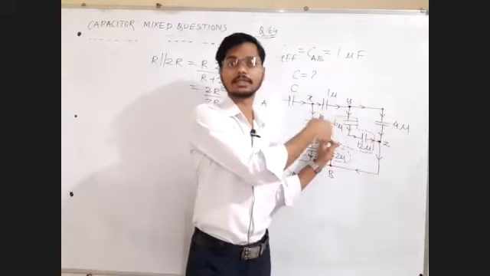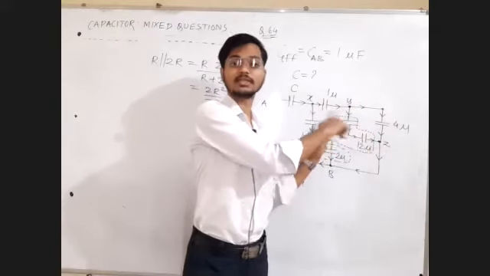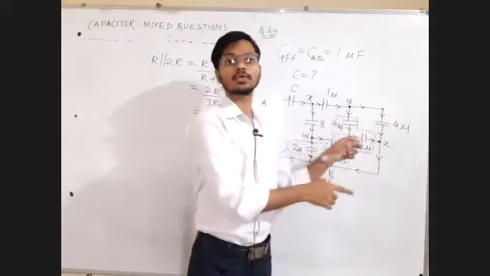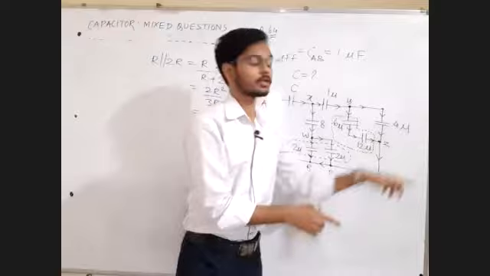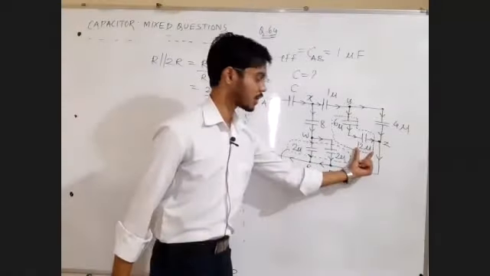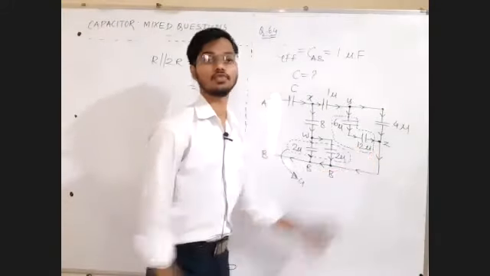Here parallel, here series. R to R parallel is 2R upon 3, so C to C series is 2C upon 3. This is the value of 2C upon 3, which is 12 upon 3, 4 micro.